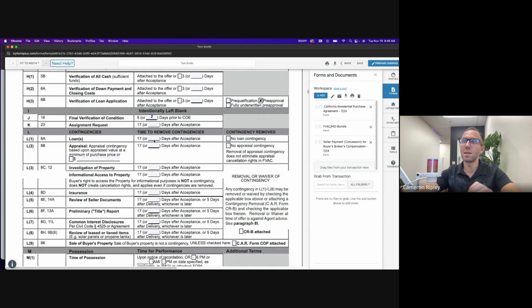Loan contingency, this in appraisal. You have to ask the lender. You do not put this in and then tell the lender afterwards, this is what I put. That will be a huge no-no. So make sure that you're putting that.